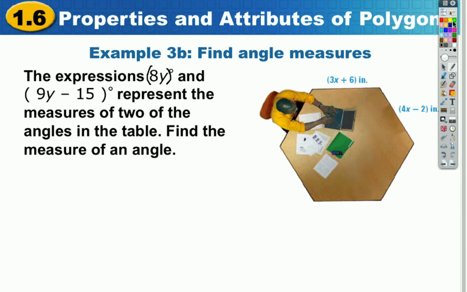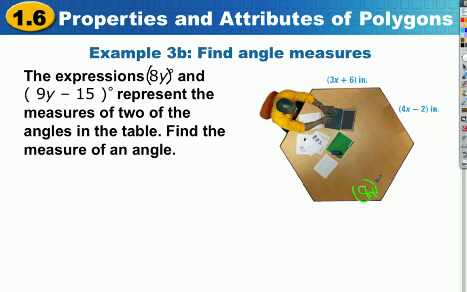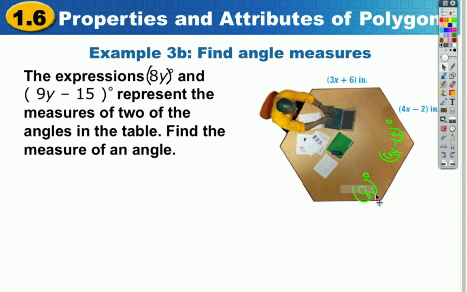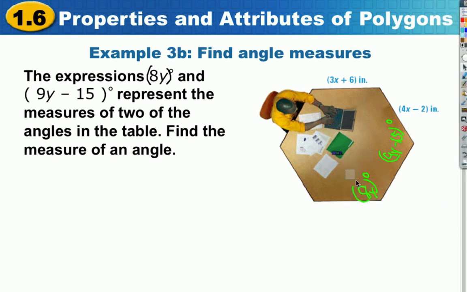If you're having trouble conceptualizing, we could put in 8y degrees there, and we could put in 9y minus 15 there. How come I could do this? How come I could take that and move it right there? How come I could do that?